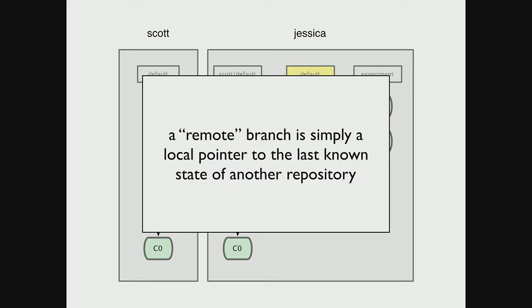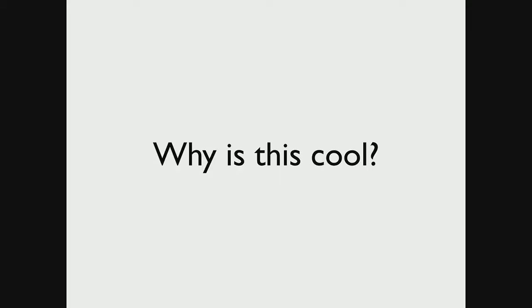A remote branch is simply a local pointer to the last known state of another repository. So that's what I was saying, whenever those additional changes are made, she doesn't know about them because she only knows the state of whenever she made that call originally. So why is this cool? Nonlinear development.